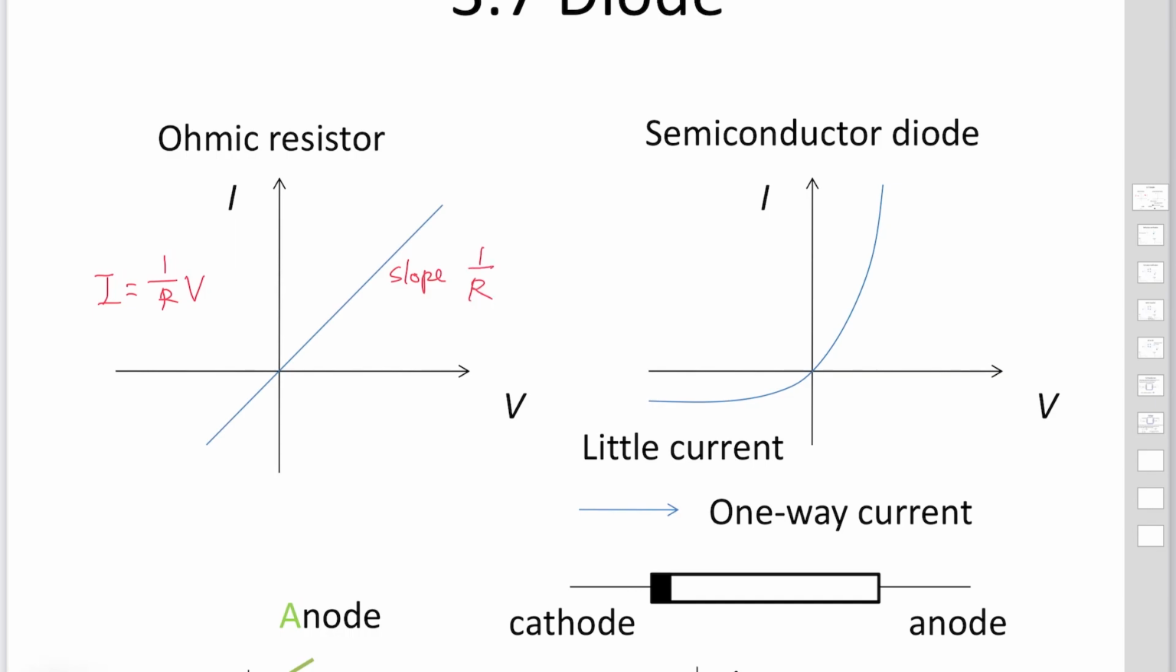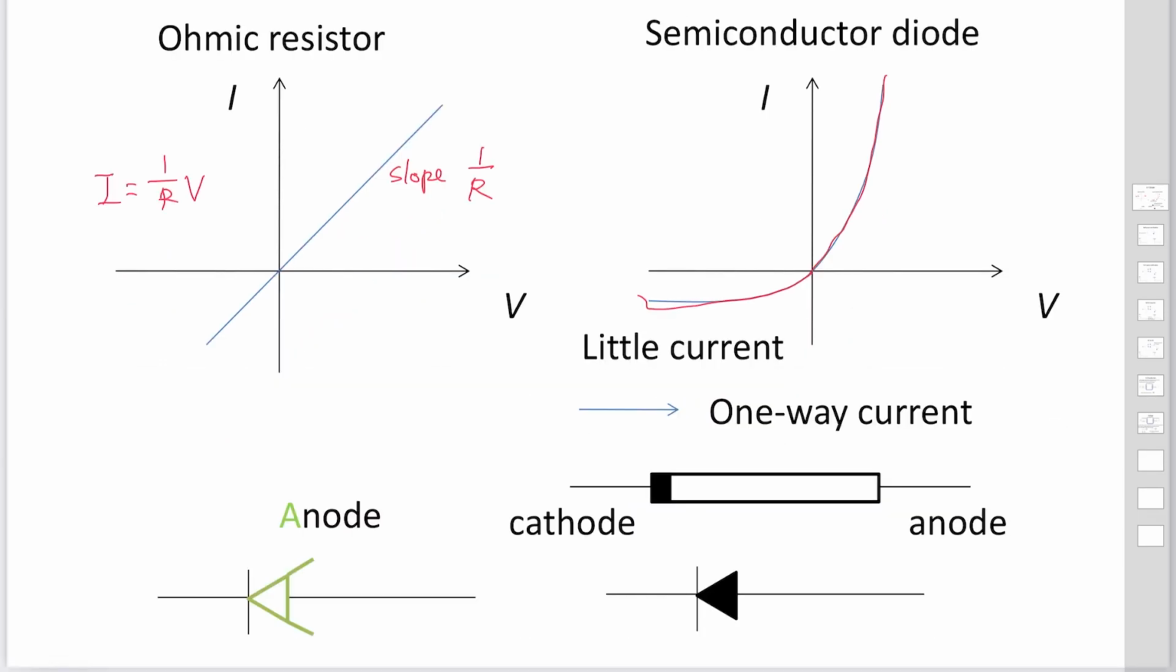In the case of the semiconductor diode, current is not proportional to the voltage. When the voltage is positive, current is increasing. But when the voltage is negative, a very small amount of current is flowing. The current is flowing in only one direction. So one-way current is permitted in the diode.